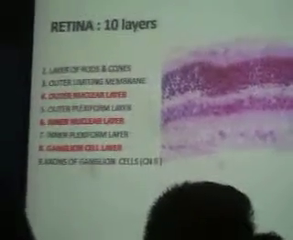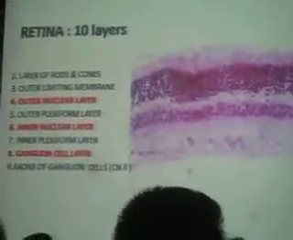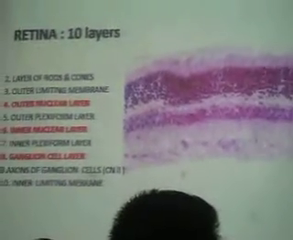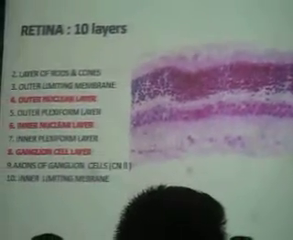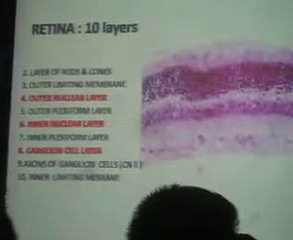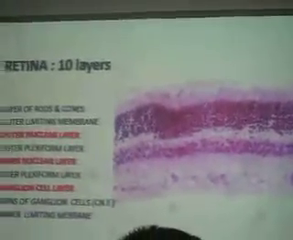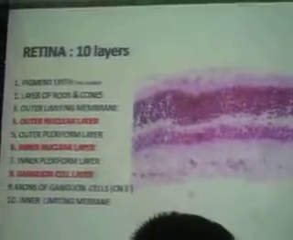Then of course you have the outer limiting membrane again. After the layer of rods and cones, which are dendrites, you have the outer limiting membrane. After the axons of ganglion cells, you have the inner limiting membrane. Okay? So you have there your 9 layers. And then of course, you have your pigment epithelium, which is not shown here.